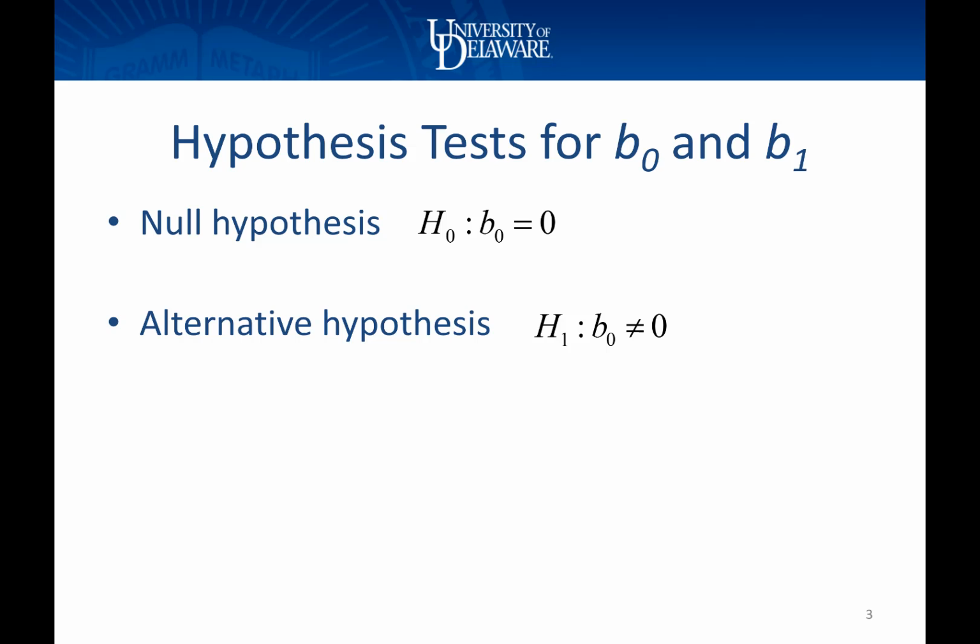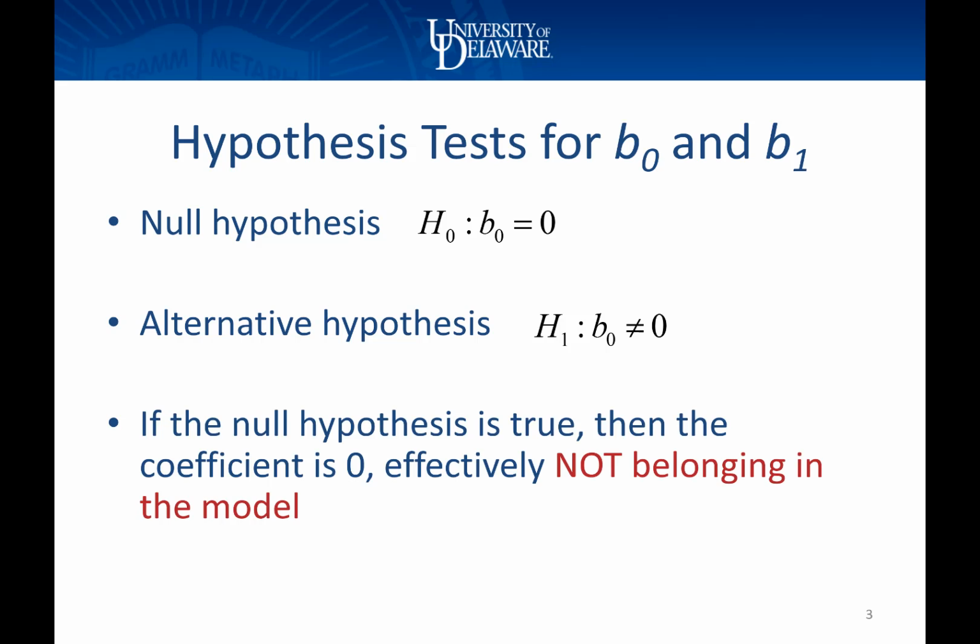We just want to know, is this value significant? Is it meaningful? Does it contribute to the model? Or is it actually 0 and we should just take it out? If the null hypothesis is true, then it means this intercept or this slope is actually 0, so just take it out of the model. When we find that something's not significant, we should remove it from the model. We do the same test for B1. The null hypothesis would be that the slope B1 is equal to 0, and the alternative would be that it is not equal to 0.